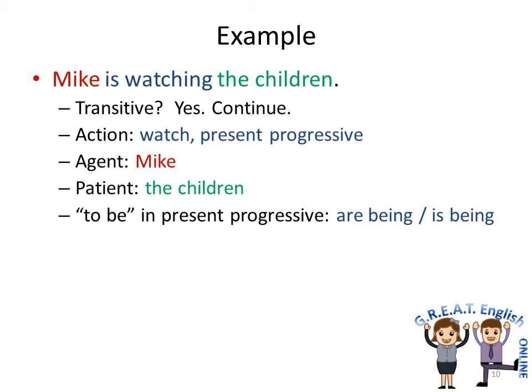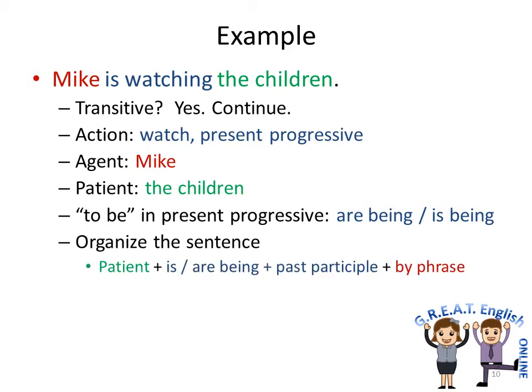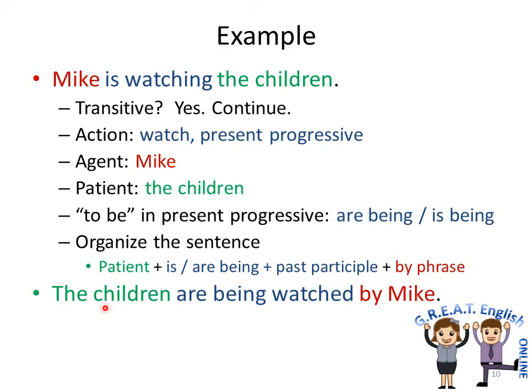We're going to use the form of to be in the present progressive, which is are being or is being. So let's organize the sentence. We'll have patient plus is or are being, depending on the patient, plus past participle, plus our by phrase. The children, which is plural, so we're going to use are being, the past participle watched, and our by phrase by Mike. The children are being watched by Mike. If it was not important to know that Mike was watching children, we could actually delete that information and simply say the children are being watched.